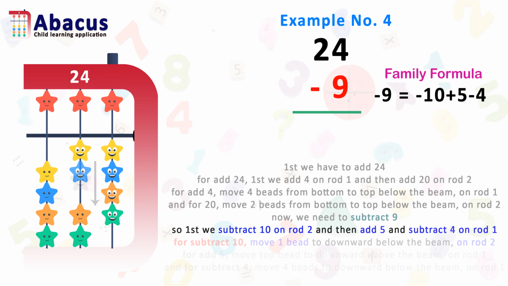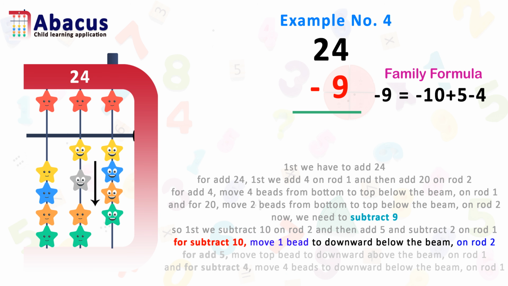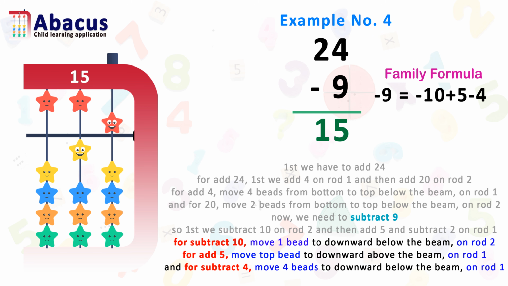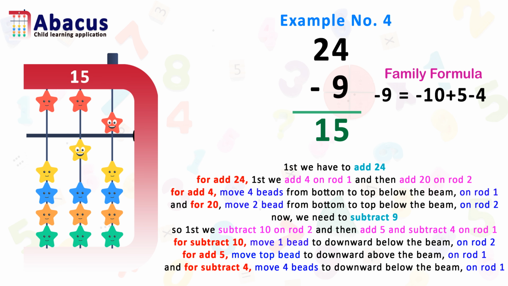For subtract 10, move 1 bead downward below the beam on rod 2. Here we have to use the index finger. For add 5, move the top bead downward above the beam on rod 1 using the index finger. And for subtract 4, move 4 beads downward below the beam on rod 1. Here we also use the index finger. And finally, we got the answer.